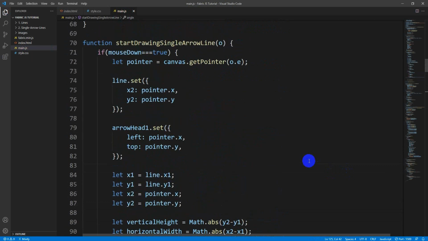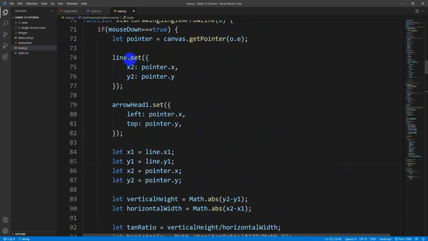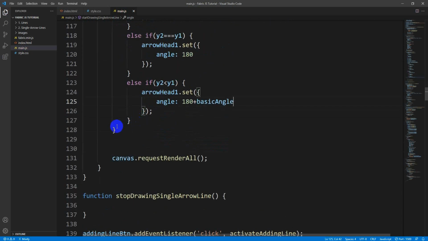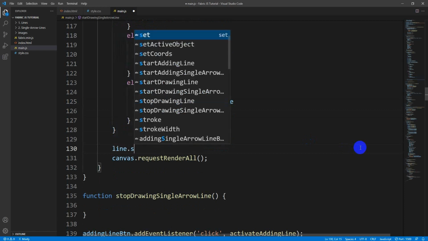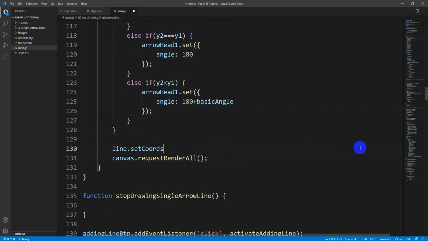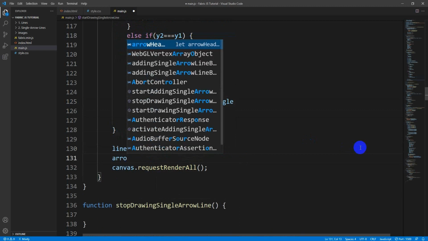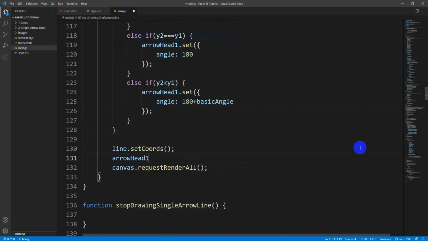What we need to do also is to set the coordinates for the line and the arrowhead. So let's set the coordinates: line dot setCoords, and arrowhead1 dot setCoords. We have to do this so that Fabric knows where exactly the line and the arrowhead are.